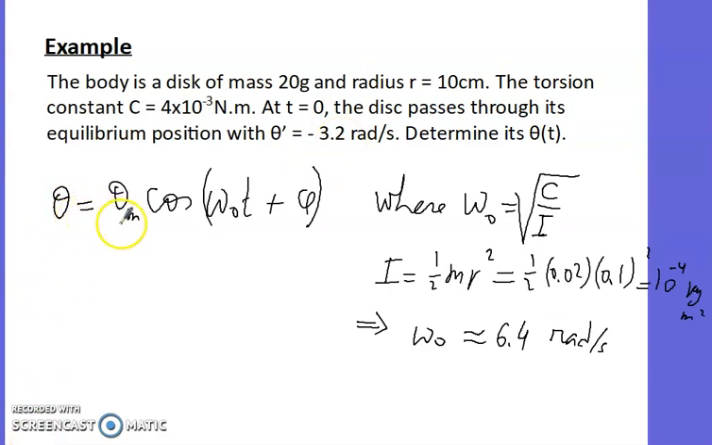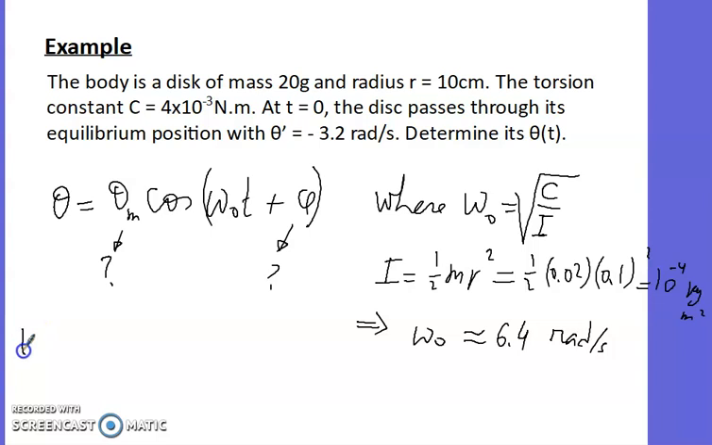So theta equal theta m cosine omega 0 t plus phi. You know omega 0 radical c over I. C is given here, but we need I. I is half m r squared, 10 to the power minus 4. So you calculate omega 0. Now we need theta m and phi. Clear?